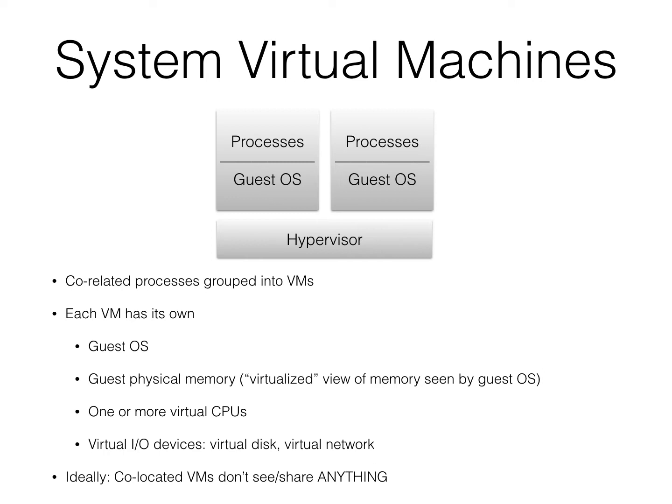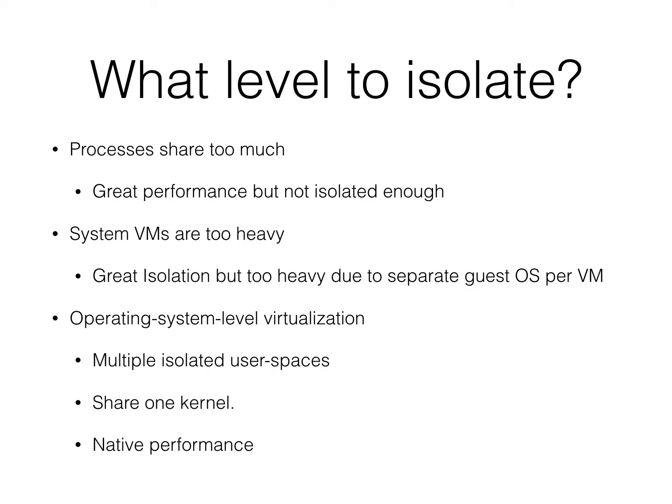So this is a very strong form of virtualization, but it comes at a cost, which is that every system VM needs to have its own operating system. And any privileged activity by the guest OS is emulated by the hypervisor. So there's a performance cost as well. So processes share too much, and you get great performance, but they are not isolated enough. System VMs provide great isolation, but there is significant performance cost, as well as memory utilization cost.